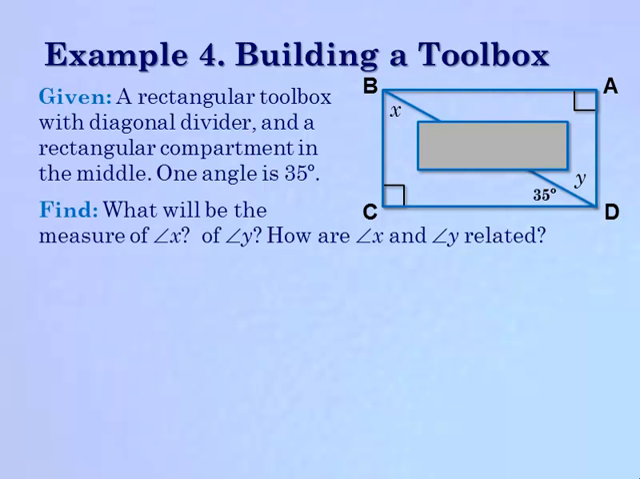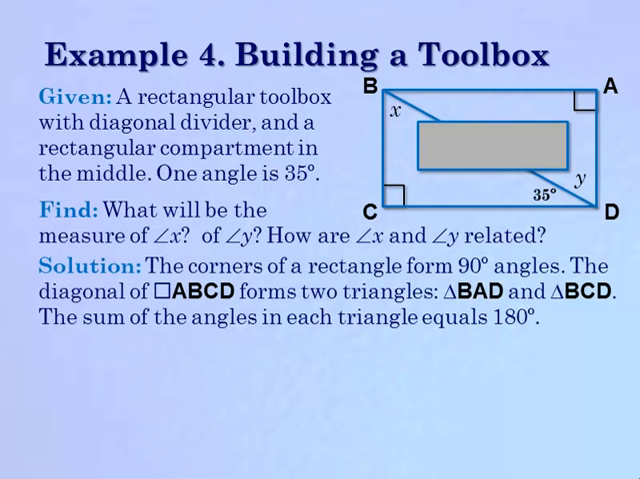Example 4 asks us to build a toolbox using some geometry. So we have a toolbox here with a rectangular compartment in the middle of it, probably to put some smaller tools or something, and we have a divider going across the diagonal B and D. And we're asked what will be the measure of angle X and of angle Y. And you'll notice that we're given one angle of 35 degrees. And how are angle X and angle Y related?